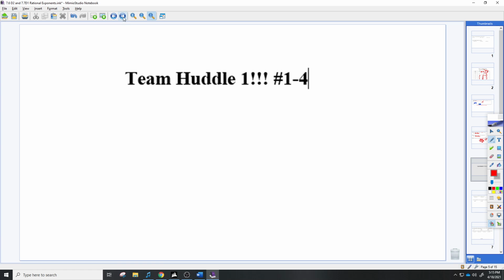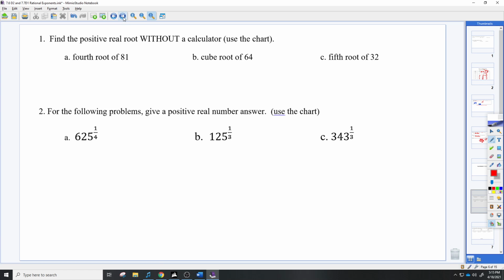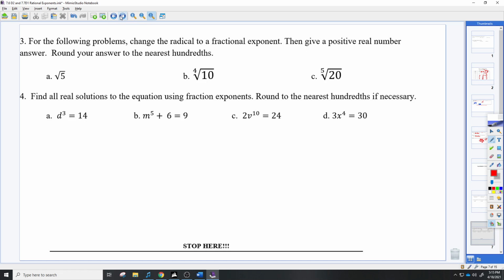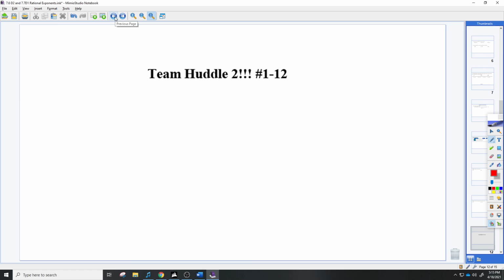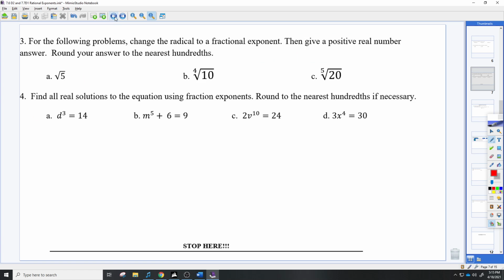So there is a huddle to try, and then we're going to move on to something new. Some of these you're going to try without using a calculator. Just use a chart. These ones here, 1 and 2. These ones you'll use a calculator, and then down here you're solving them, which I'll show you how to solve real quick as well. Let's do some of these ones.